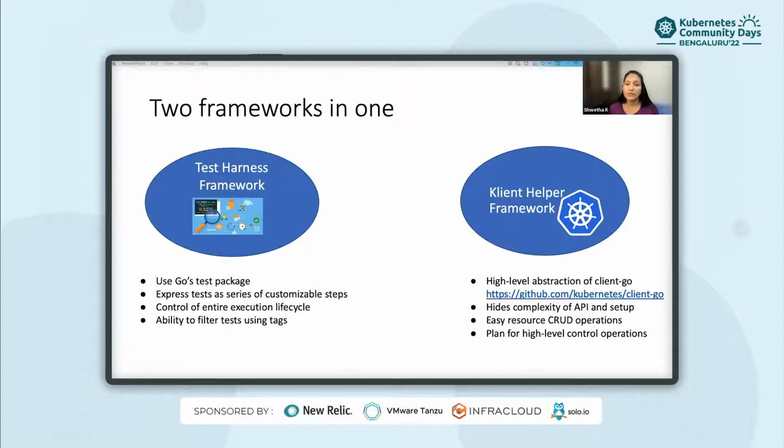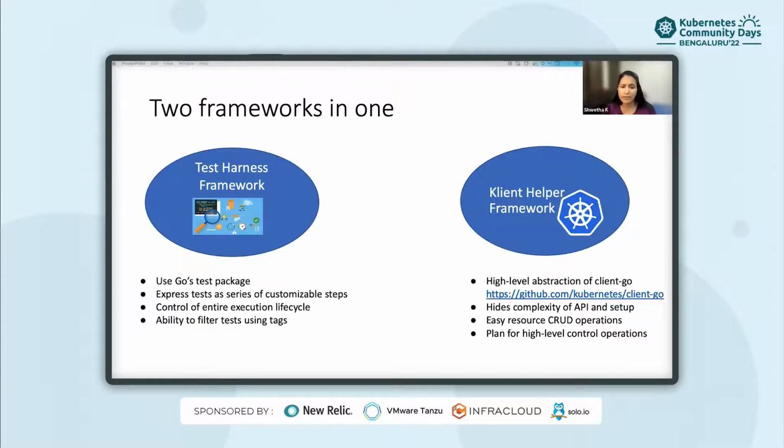For example, if you want to test some features on a cluster, the prerequisite would be setting up the cluster, right? And run the test on top of it. Then bring down the resources created during the test execution process, and finally, tear down the cluster. So the test harness mainly helps you to express a test as a series of customizable steps, and you can control the entire execution lifecycle. Now let's see what the client helper framework is for.